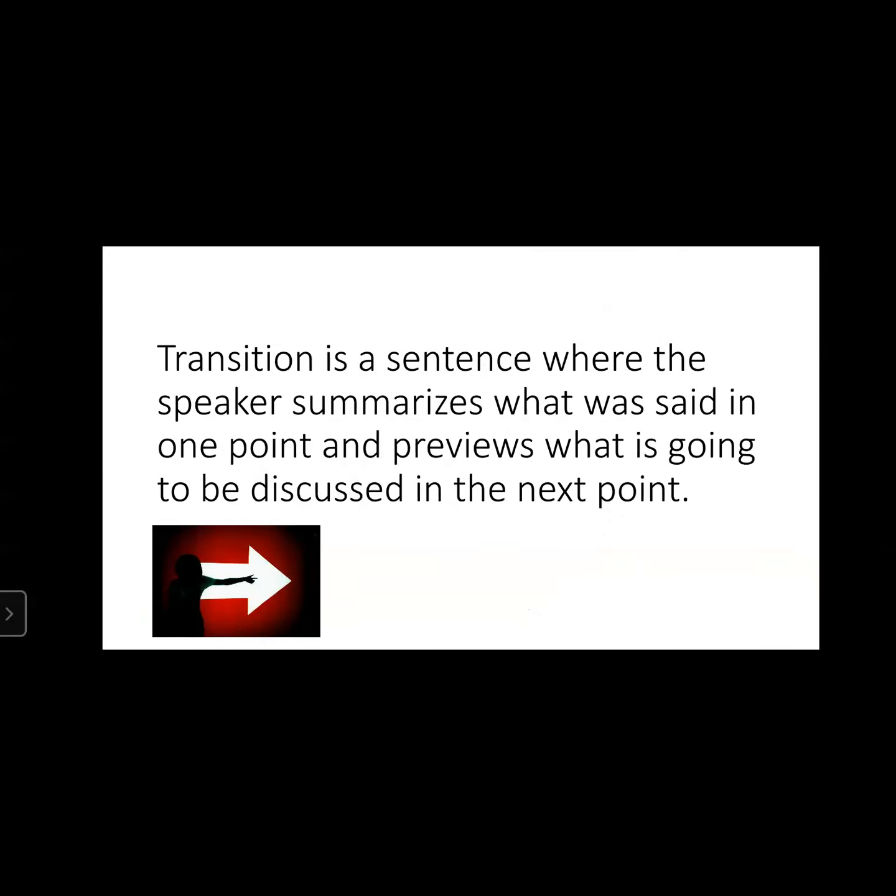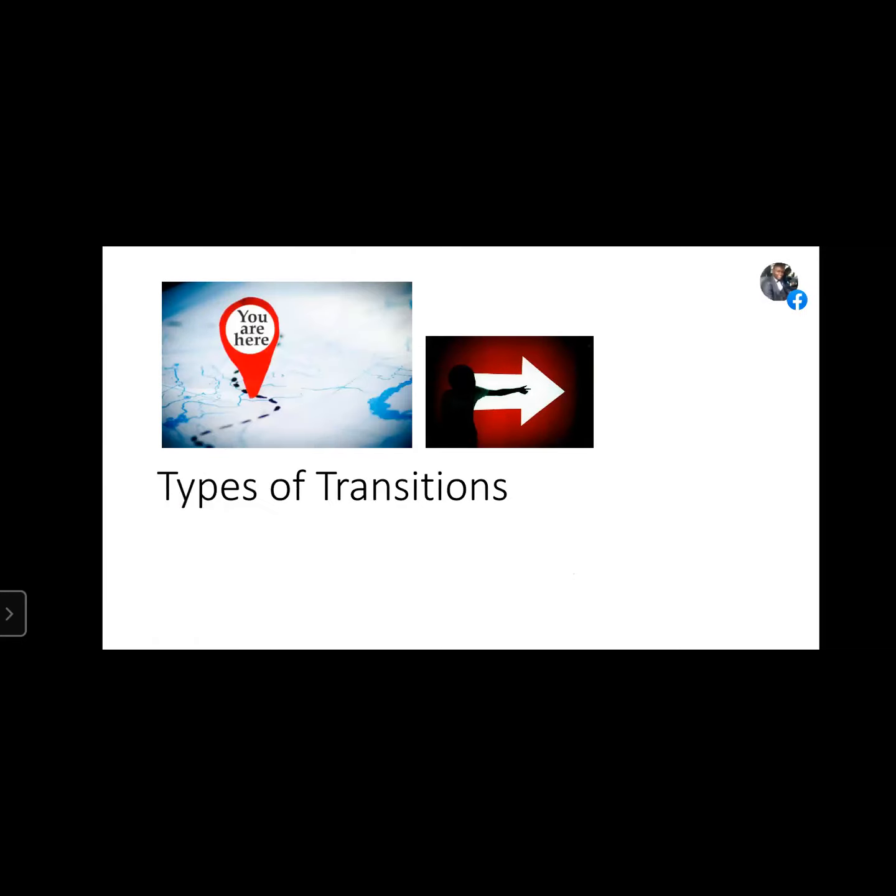A transition is a sentence where the speaker summarizes what was said in one point and previews what is going to be discussed in the next point. Sometimes you summarize what you said, and I'm going to show you a typical example. Remember the PREP formula? We'll discuss it again. Many of us don't fully understand how the PREP formula can be a transition tool in public speaking. We'll discuss that shortly. But a transition is usually a word, a sentence, or a phrase that helps join points and helps the audience realize you're moving from one point to another. That's what transition is all about. So let's look at types of transitions.